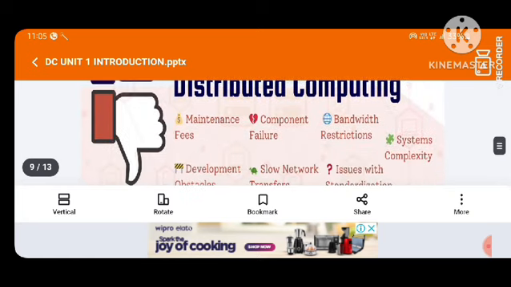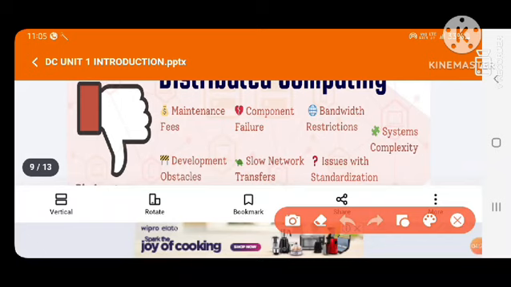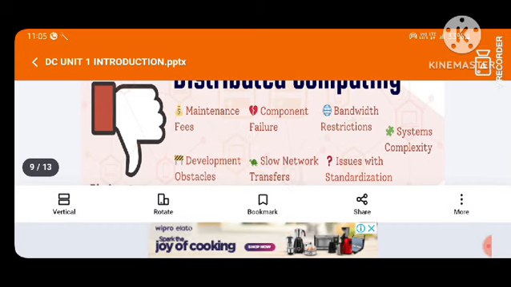So there are some disadvantages also. The first one, bandwidth restrictions and then slow network transfers, maintenance fees, component failure, systems complexity, issues with standardization, development obstacles. These are some disadvantages of distributed computing.